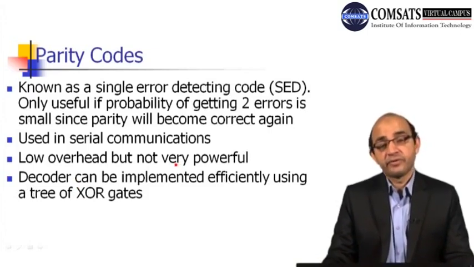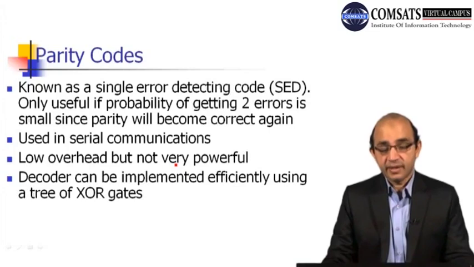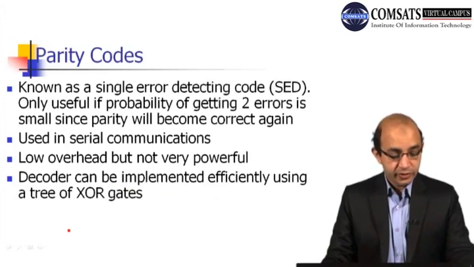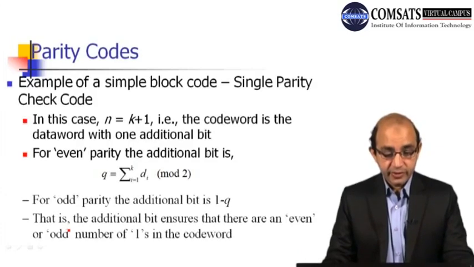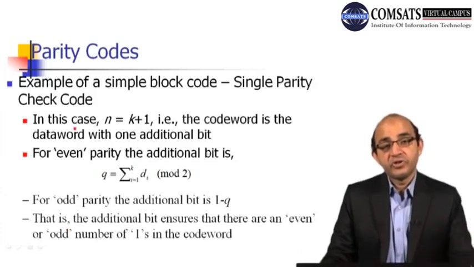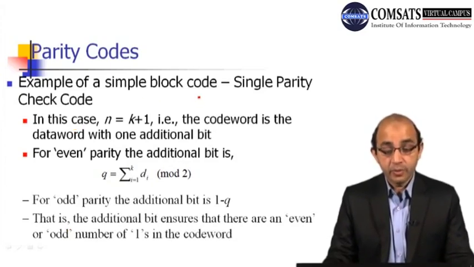but on the other side it is not very powerful. As mentioned, when we have errors in 2 bits simultaneously, it will not work. The coder can be implemented efficiently using a tree of XOR gates. So we can use XOR gates, and we will be discussing the circuitry after a couple of slides. So here we generally explain or mathematically represent the parity codes, an example of a simple block code.